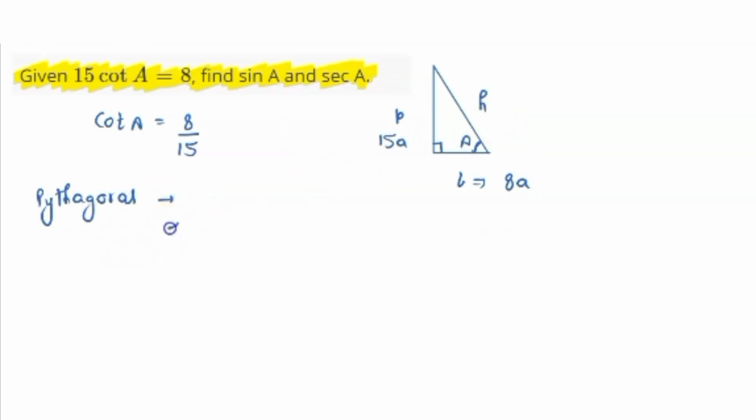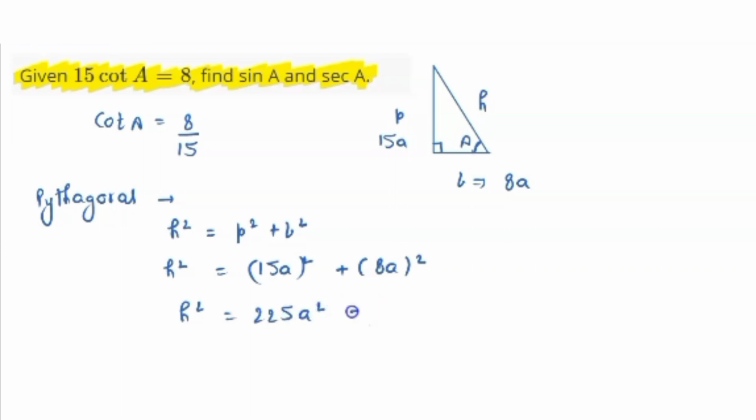Pythagoras theorem states that the square of the hypotenuse is equal to the sum of squares of the perpendicular and base. So hypotenuse square is h square, we do not know the value, and perpendicular square is 15a whole square plus base square, which is 8a whole square. It becomes 225 times a square plus 64a square. This becomes 289a square, or you can say the hypotenuse is 17 times a. From here I know the value of my hypotenuse.